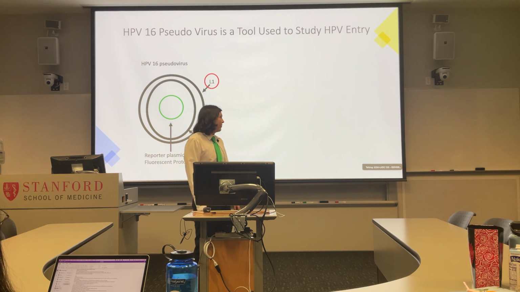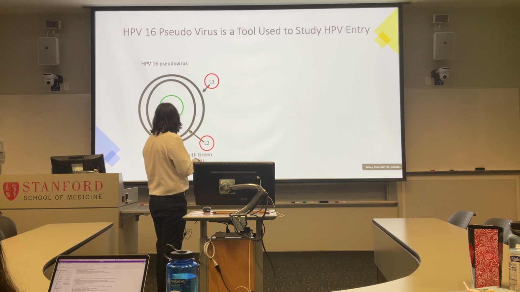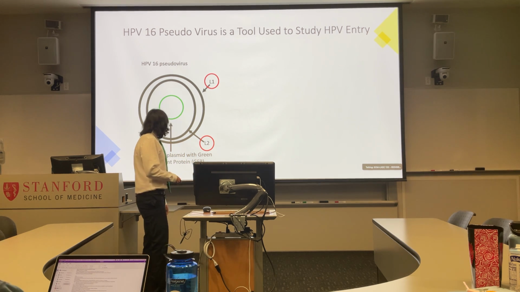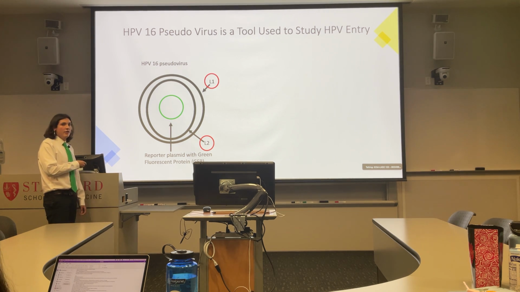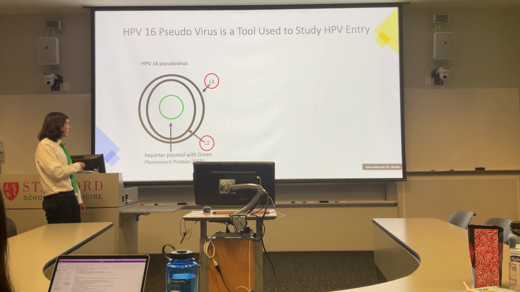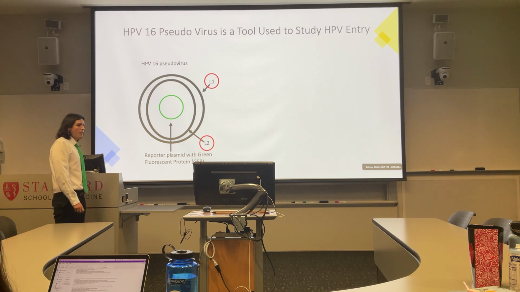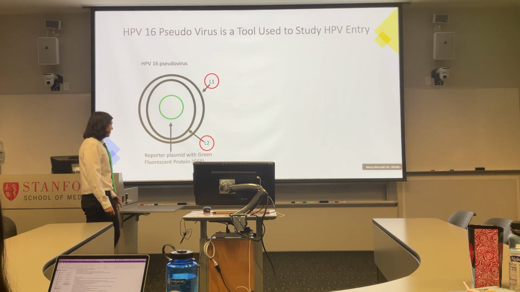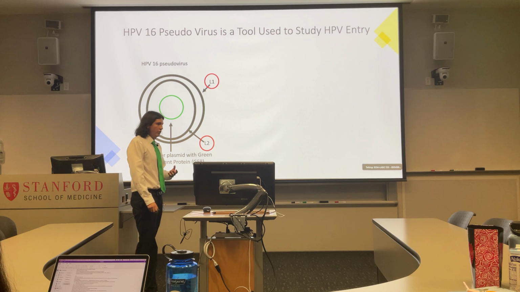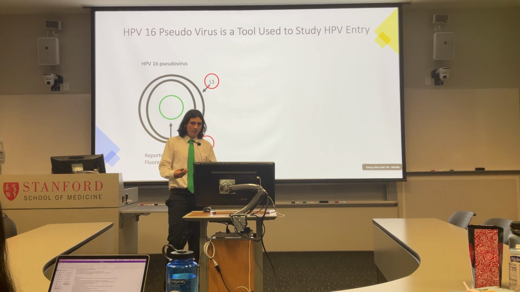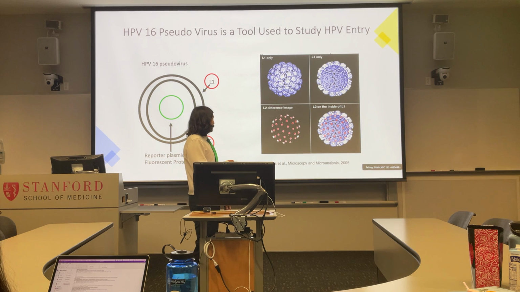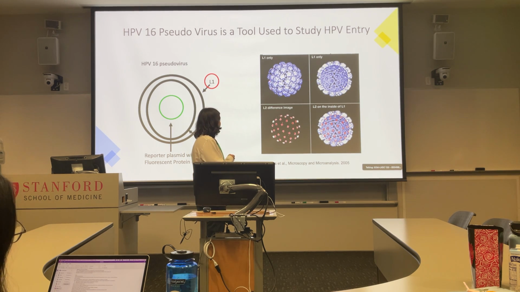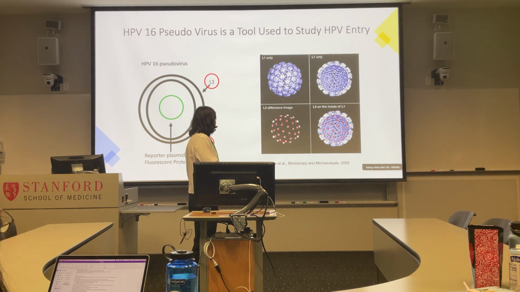Here's a schematic of my virus. Here we have our L1 capsid protein, and we have our L2 capsid protein. Additionally, these two capsid proteins surround a reporter plasmid. And this reporter plasmid will contain our GFP, or green fluorescent protein. And this is really important because this will tell us if there's successful entry into the nuclear envelope. GFP will only be expressed in the nucleus. Here we have microscopy of the L1. We can see it's on the outside, and we have L2.